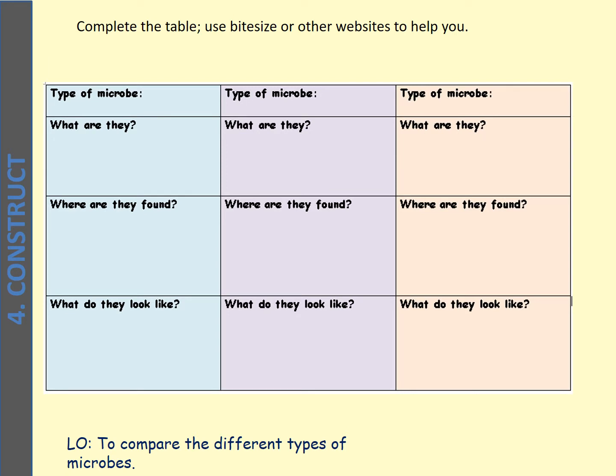So here's the task that I'd like you to complete. I'd like you to use Bitesize or some other websites to help you. But there obviously are three types of microbes. We've talked about bacteria, we've talked about viruses, and we've talked about fungi. I'd like you to make a quick note about what they are, where they're found, and what they look like. And in tomorrow's video, we'll have a look at the answers to that.